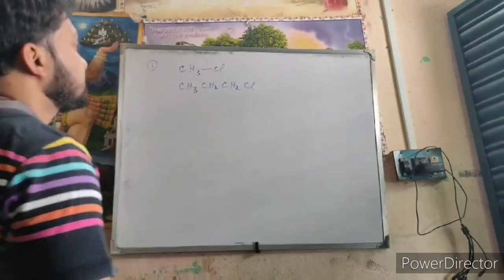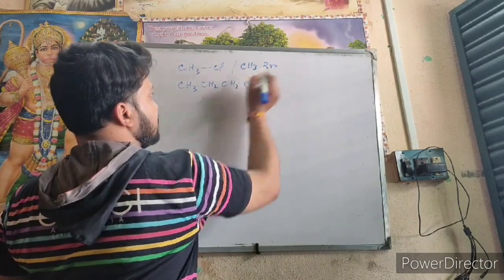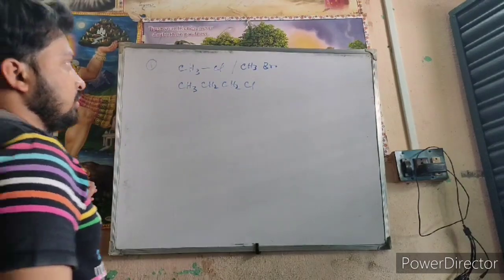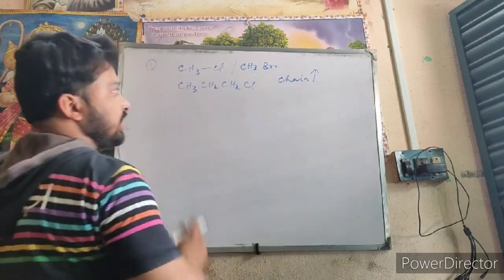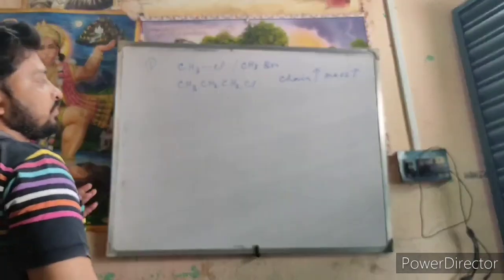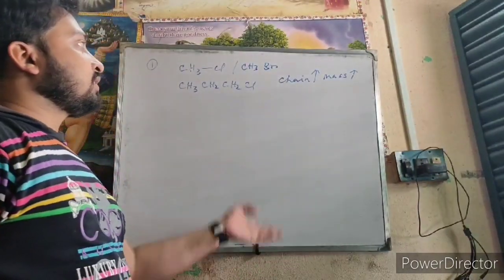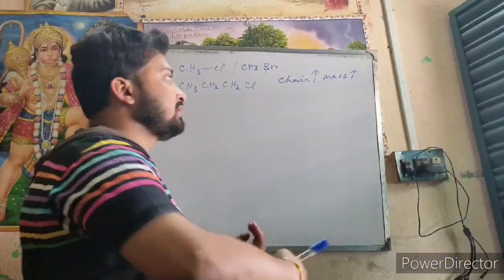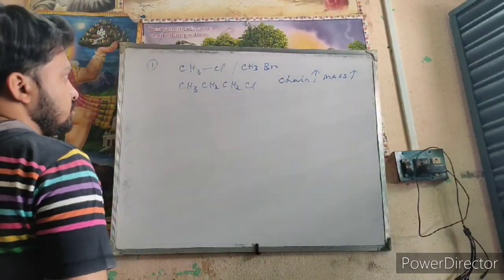So CH3Cl and CH3Br are gases, and this one is liquid. So what I said is, as the chain increases, with increasing mass, the gaseous state changes into liquid and solid.